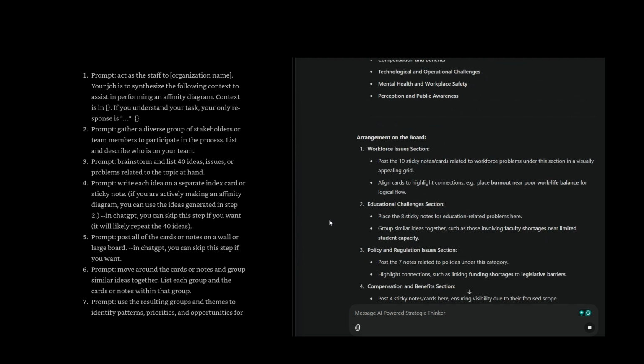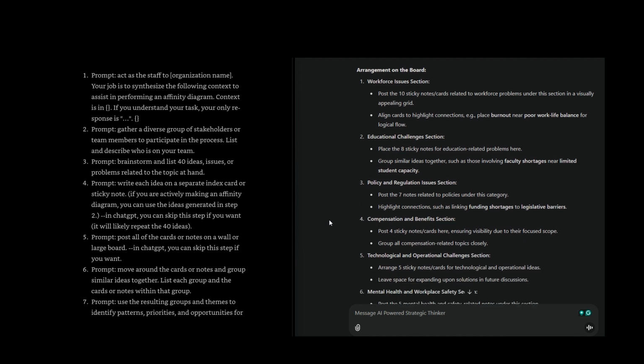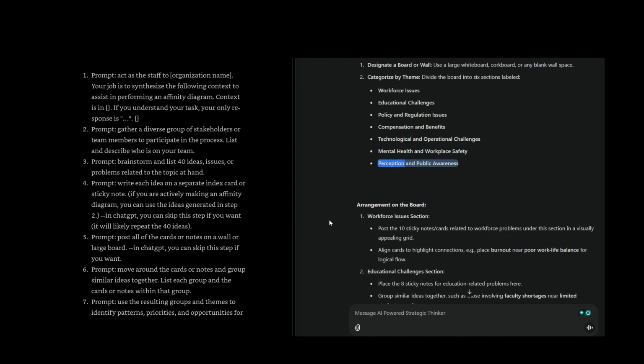Designate a board or wall. Use a large whiteboard, corkboard, or any blank wall space. Categorize by theme. Divide the board into 6 sections labeled workforce issues, educational challenges, policy and regulation issues, compensation and benefits, technological and operational challenges, mental health and workplace safety, perception and public awareness.